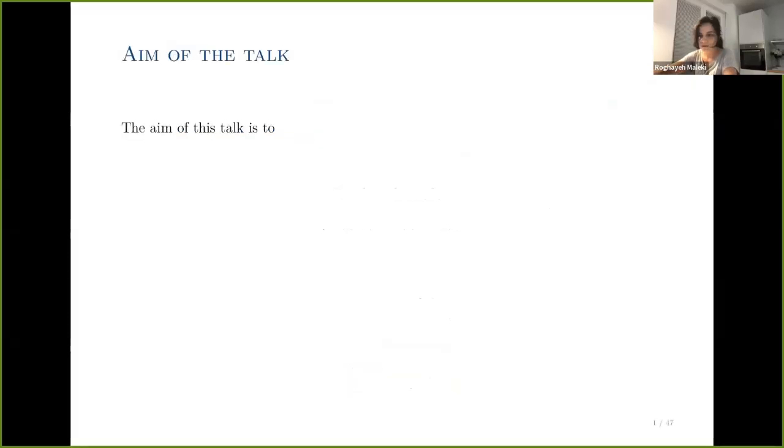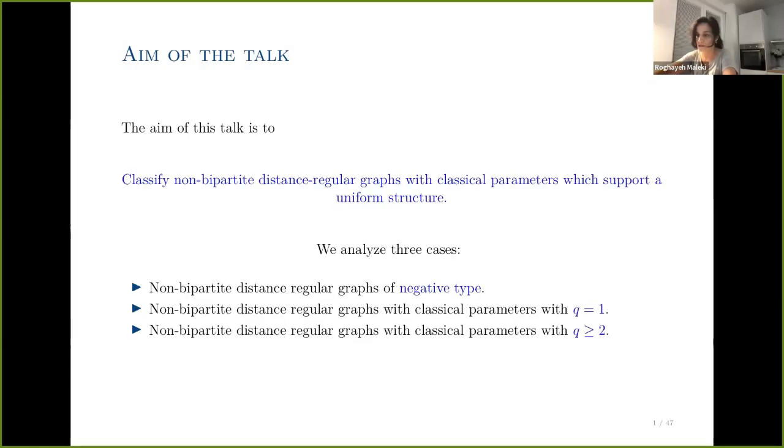My talk today consists of two main parts. In the first part, I will define what I mean by a graph supporting a uniform structure. And in the second part, I would like to present some of the classification results that we have obtained. To that end, we will analyze three cases: non-bipartite distance regular graphs of negative type, by which I mean the parameter q is less than or equal to -2; also non-bipartite distance regular graphs with classical parameters q equals 1; and the last case, q greater than or equal to 2.